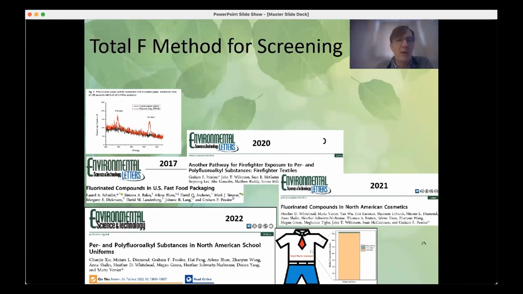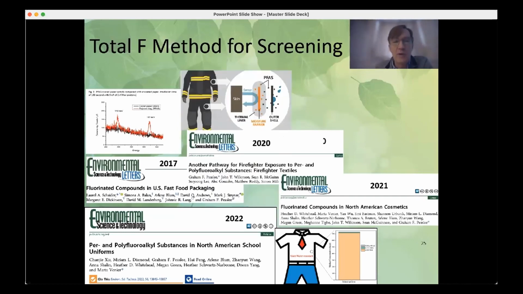treated by PFAS. We've also used it for, and we published a paper in 2017 on fast food packaging, which has encouraged the industry since that time to remove PFAS from all their packaging. In 2020, we followed it up with a study on firefighter textiles. Not only were they being exposed to AFFF, the firefighting foam that has PFAS, but their turnout gear turned out to be made with PFAS, and that was alarming.